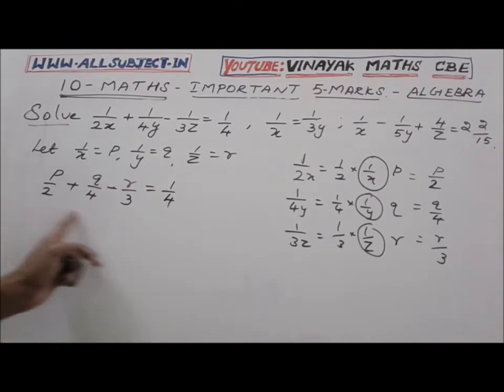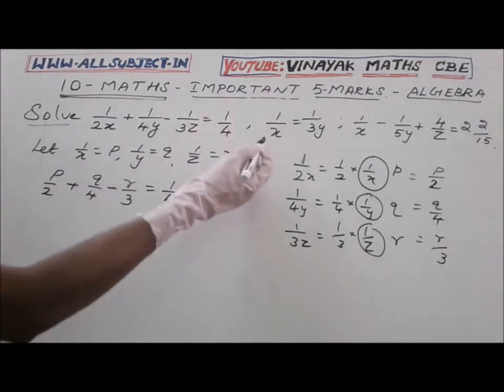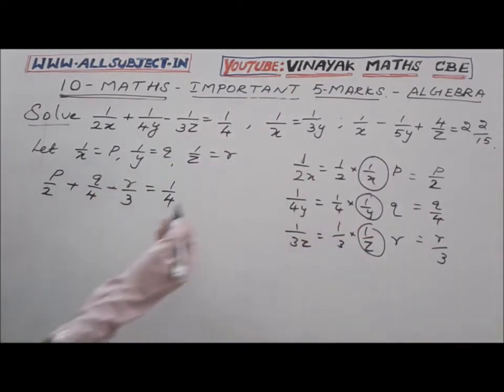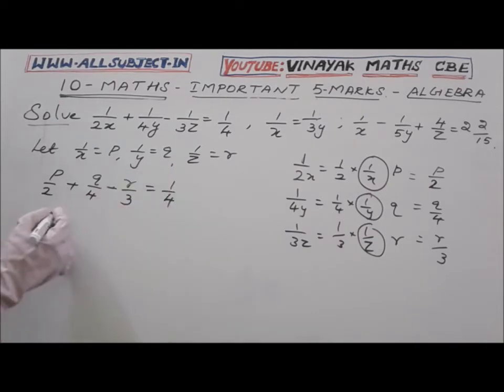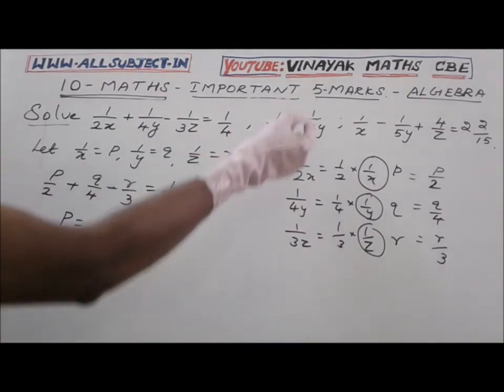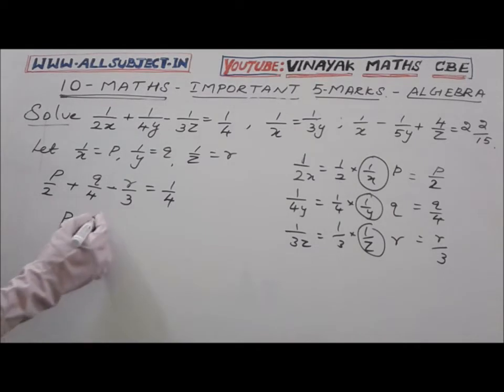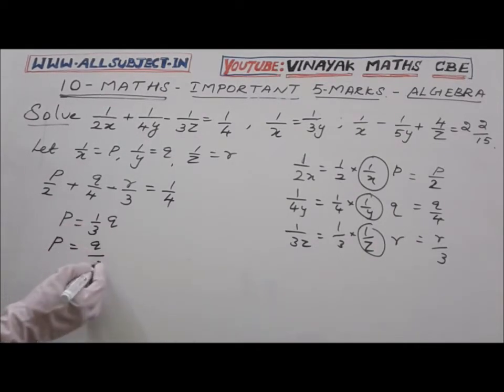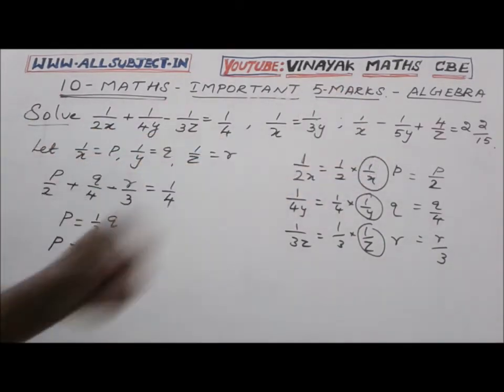And then taking LCM and simplifying this, or you can complete the other equations first, then we can go. Now similarly, the second equation is 1 by x, which is p, equal to 1 by 3 into 1 by y, that is 1 by 3 into q. So p equals q by 3.